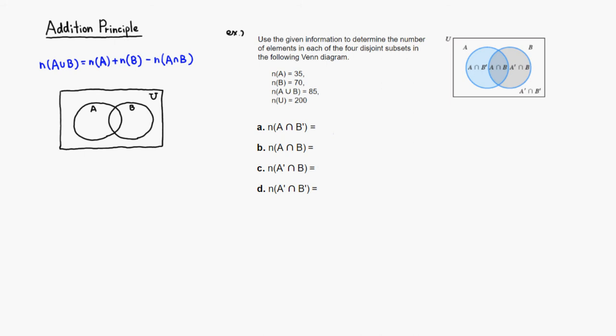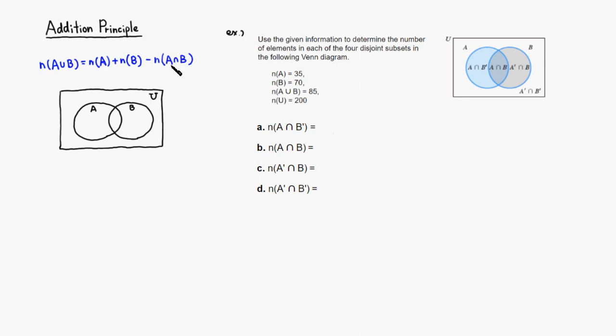All right, let's look at the addition principle. This is a very intuitive principle. If you want to know the number of elements in A union B, it is equal to the number of elements in A plus the number of elements in B minus the number of elements in A intersect B.